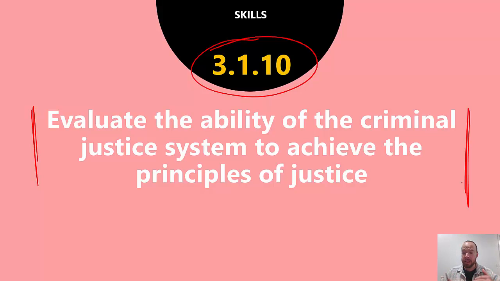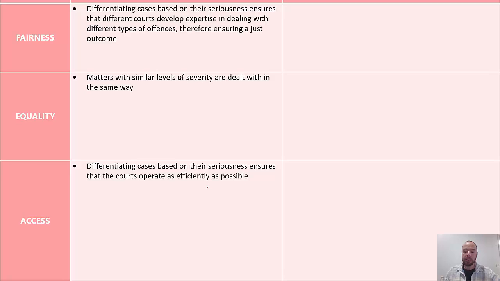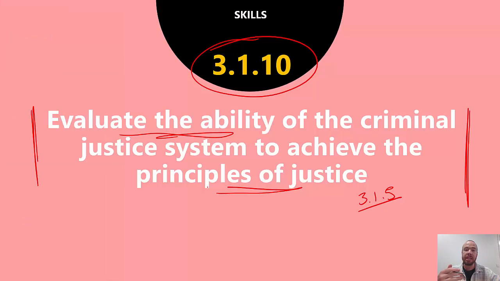So if you're doing it in 2024, there might be a slight tweak to our definitions of principles of justice, but we'll cover off principles of justice in video 3.1.5. But this skill is at the end of this area of study, and that's we need to evaluate the ability of the criminal justice system to achieve the principles of justice. So that means we already need to be thinking about fairness, equality, and access, even though we haven't technically learned about them yet.